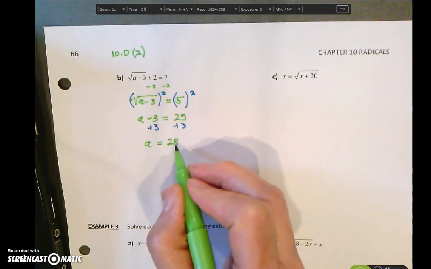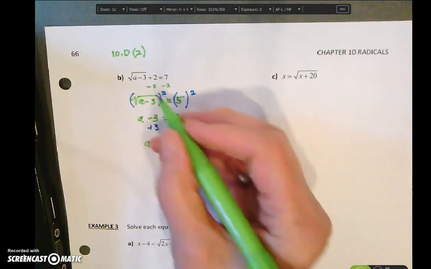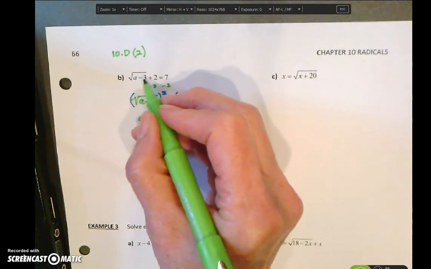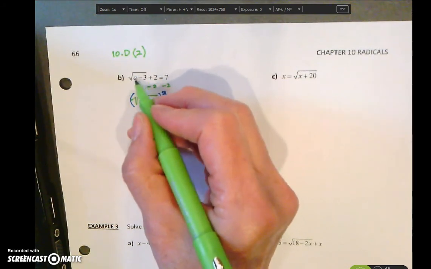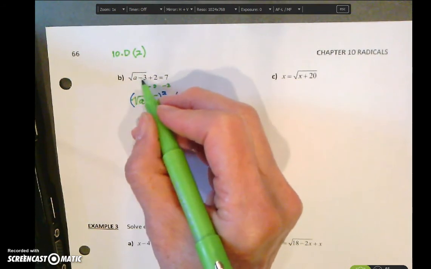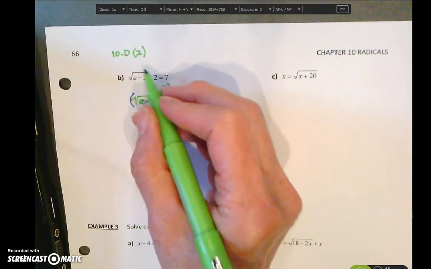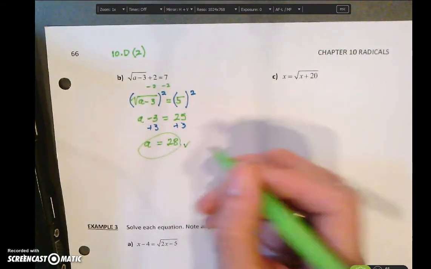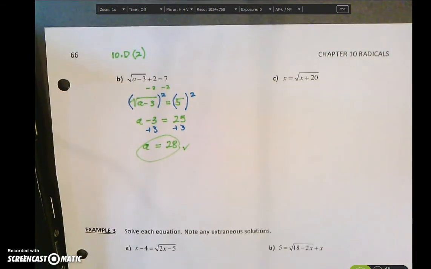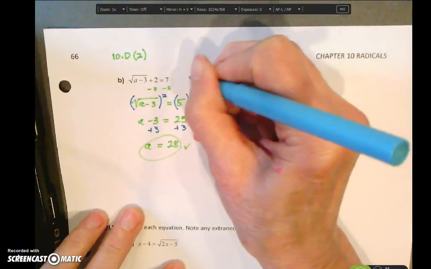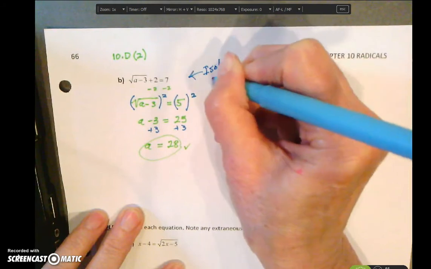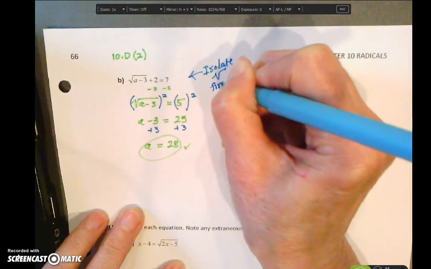So once I get this, I want to double check and make sure that it works. So I'll put a 28 in here for a. So 28 minus 3 is 25, and the square root of 25 is 5. So I get 5 plus 2 is 7, and that does check, and I have an answer. All right, so in this particular problem here, we had to isolate the radical first.